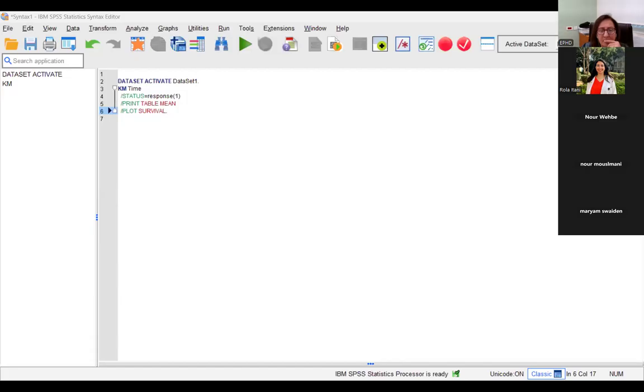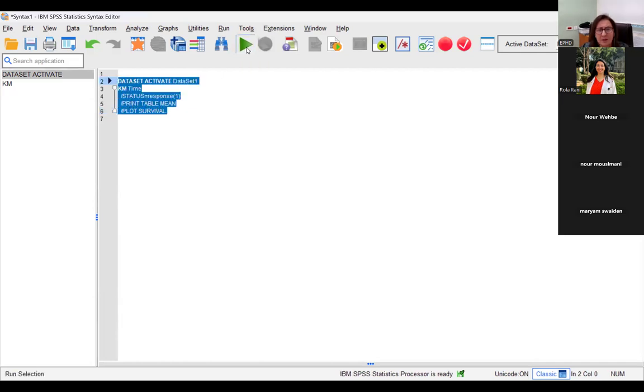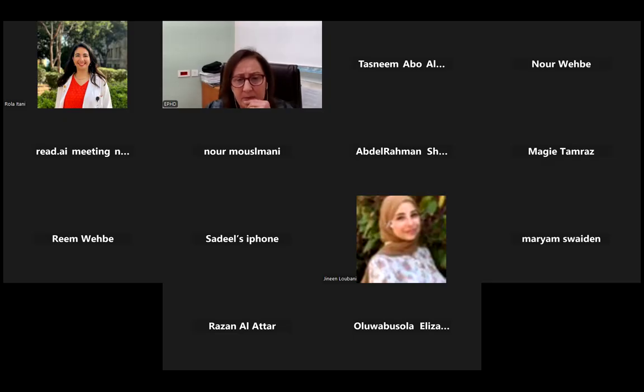Okay. So now we have the file, which is what we call the syntax file. So this is the syntax: dataset activate dataset 1. This is dataset 146. KM is Kaplan-Meier, so I want to have a Kaplan-Meier graph. Response is 1. I need the table with the mean and to plot the survival. So I block all this and I do a run. Now I should see the output file.